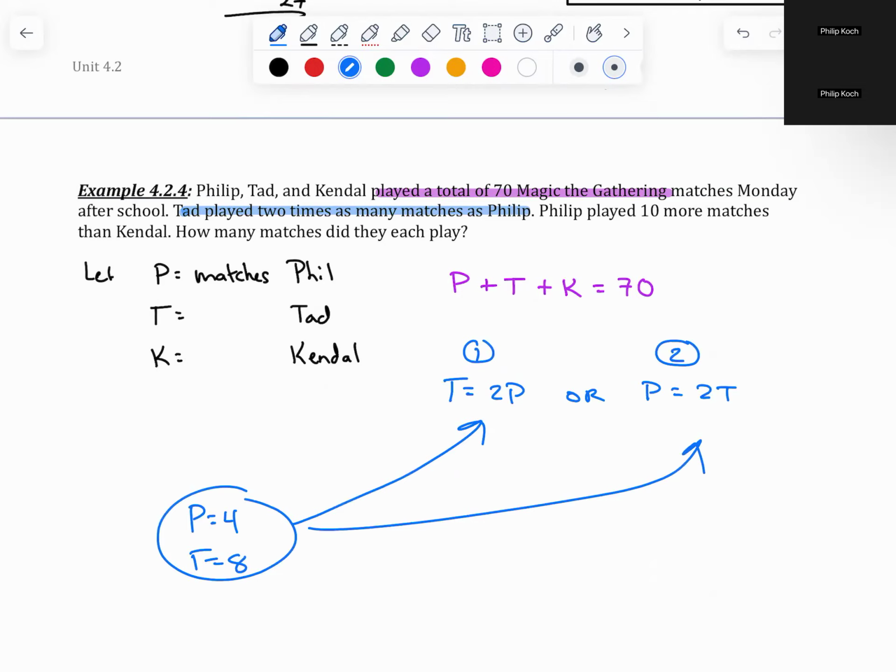That one works. But if I try here, 4 does not equal 2 times 8. 4 does not equal 16. So this is not the right choice. It's this one. So that's what I do.